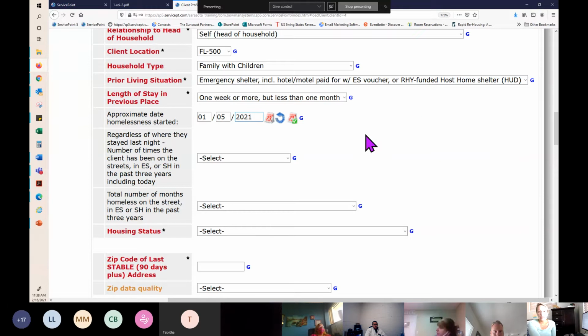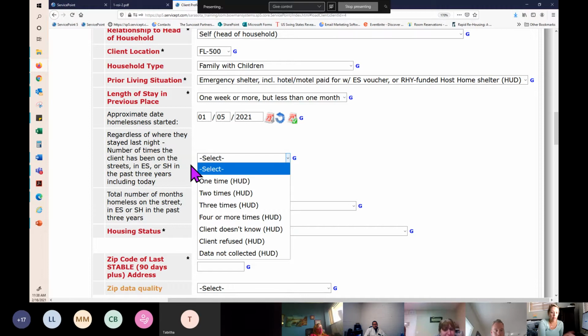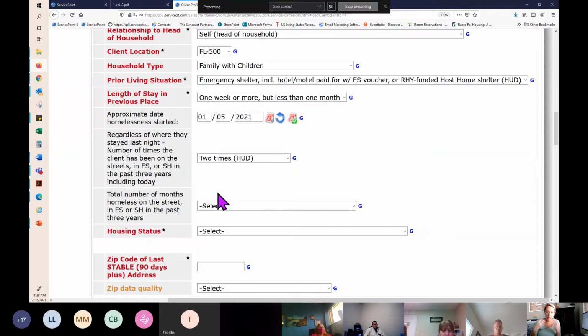So we ask, regardless of where you stayed last night, how many times have you been homeless in the last 3 years? This is going to account for those previous instances in which the client has been homeless. We're going to state that Brandon and Dwight had experienced homelessness back in 2019, in which they were living in their car for 3 months. So we have this time and then the other time in 2019. So that's 2 times. And then we need to collect the total number of months in the last 3 years. They've indicated that they were homeless for 3 months in 2019.